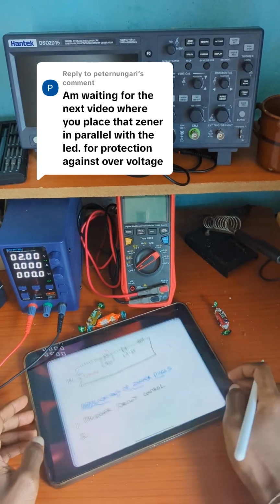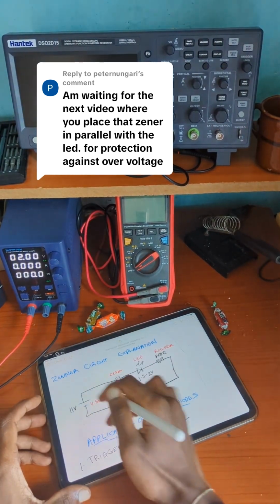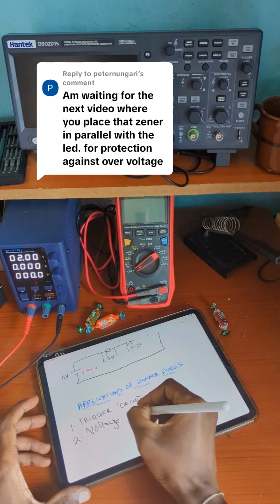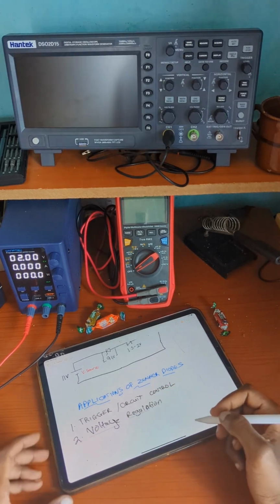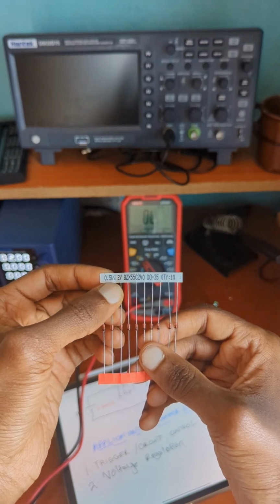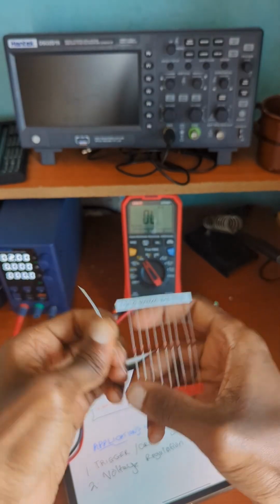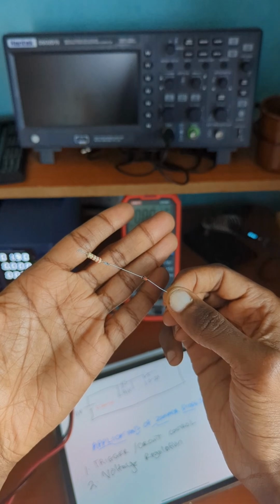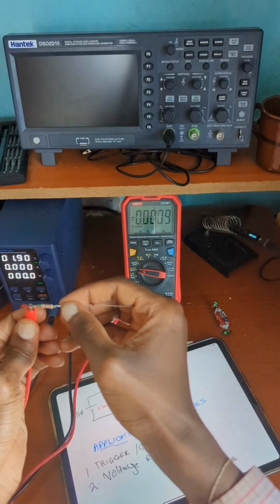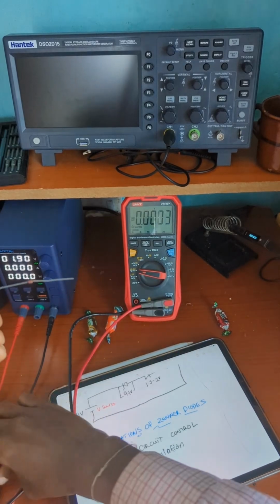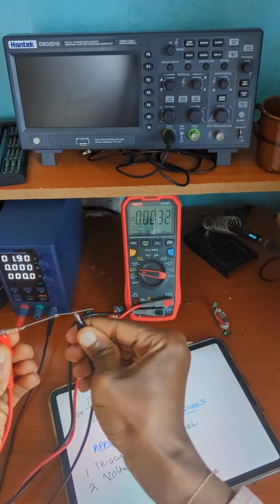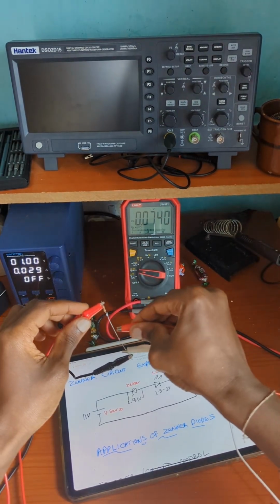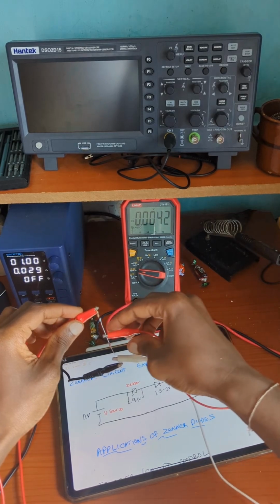Let's look at the second application of Zener diodes, which is voltage regulation. A Zener diode with a breakdown of 2 volts. Make sure you're always using a resistor with your Zener diodes to protect from overcurrent. Connect the voltage supply across it in reverse bias. Use the multimeter to measure the voltage drop of the Zener diode.